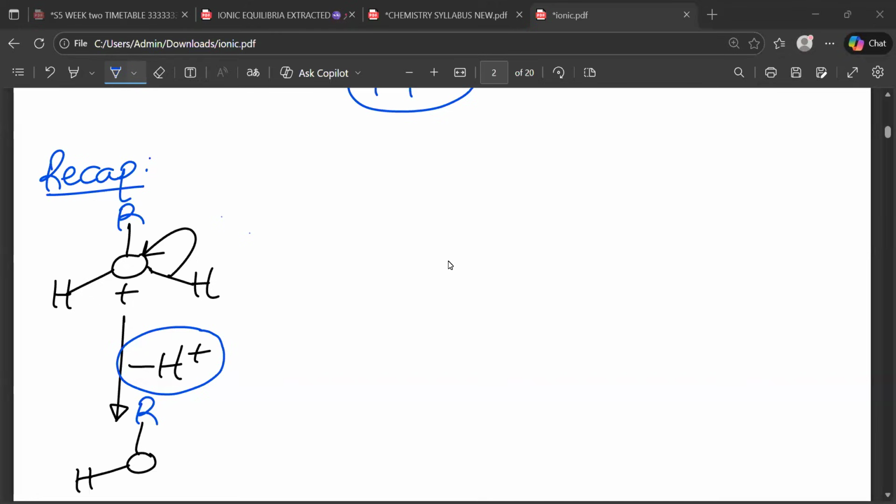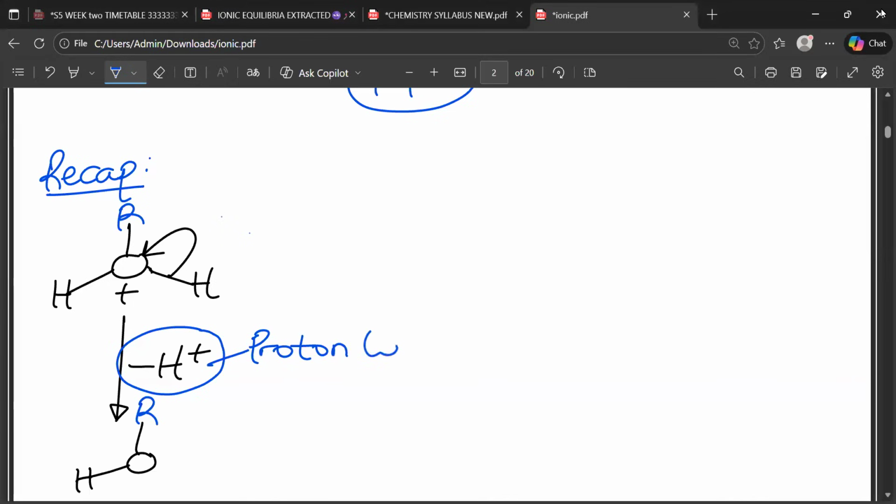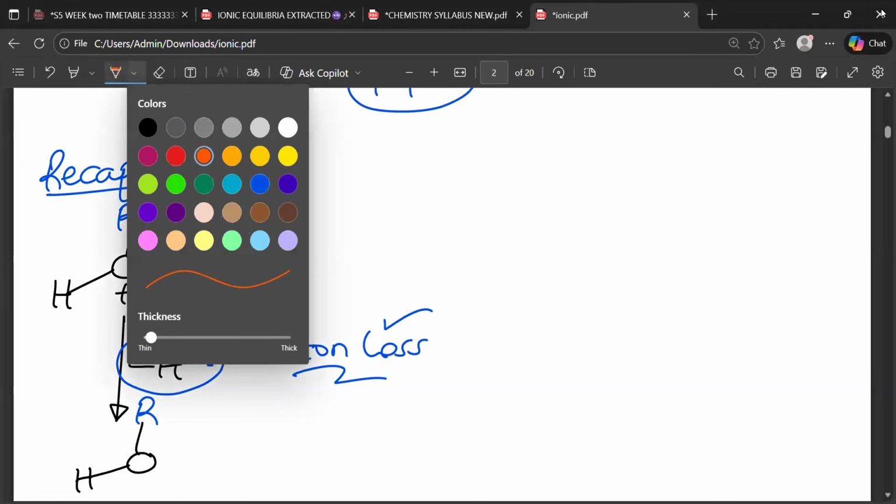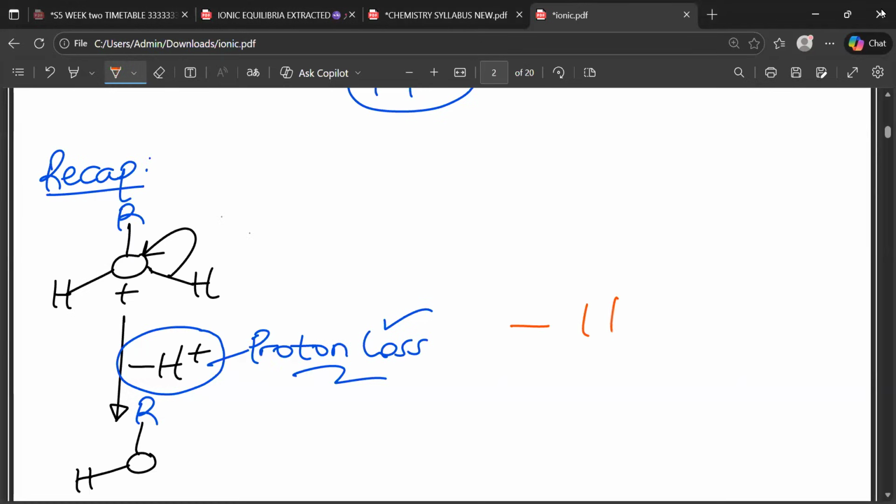Yes, that's the word I want, proton loss. Yeah, you people are saying proton loss. Very good, proton loss. Now, why do we call it proton loss? Why we call it proton loss is this.